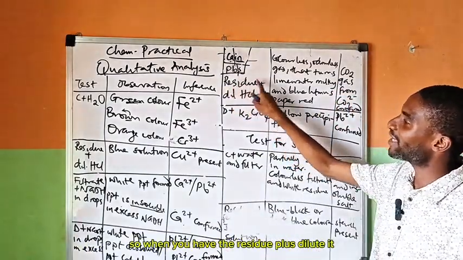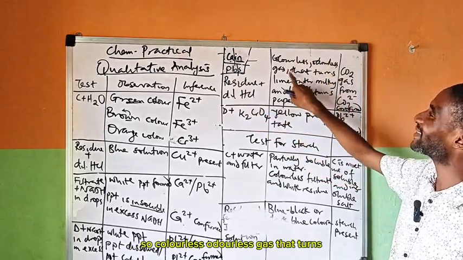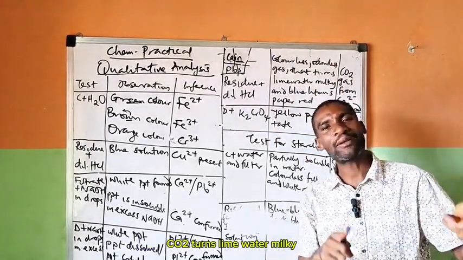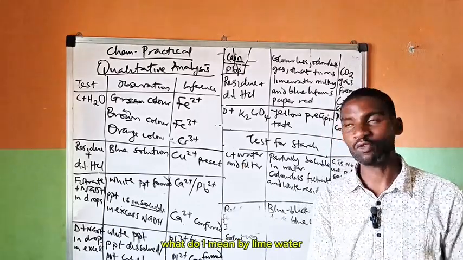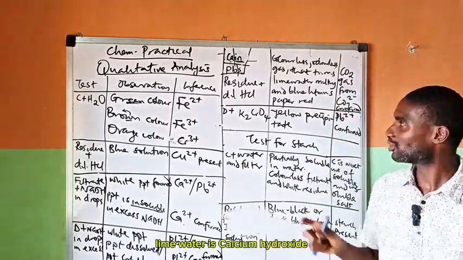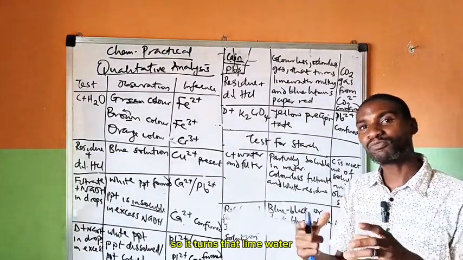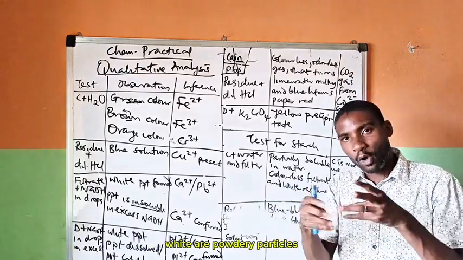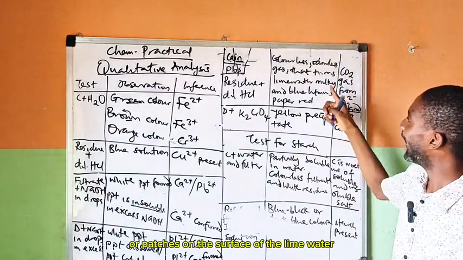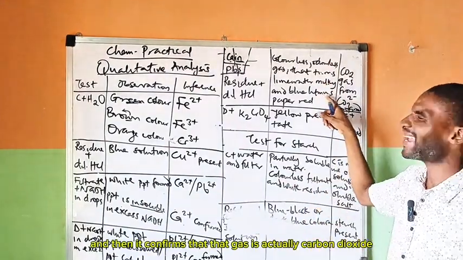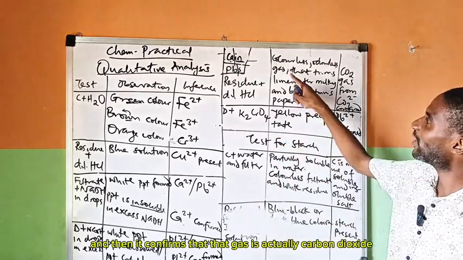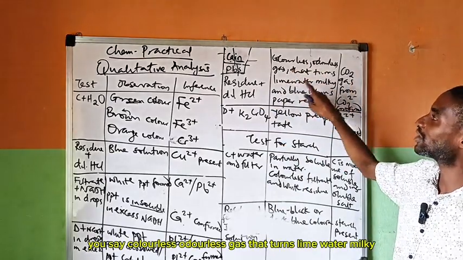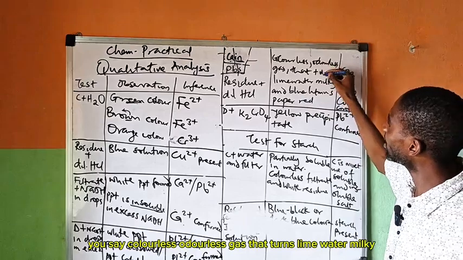So when you have the residue plus dilute HCl, colorless, odorless gas that turns lime water milky, this is a confirmatory test for CO2. What do I mean by lime water? Lime water is calcium hydroxide. It makes the lime water milky. Milky means you see white powdery particles or patches on the surface of the lime water, and it confirms that the gas is actually carbon dioxide. So to confirm the presence of CO2 gas, you say colorless, odorless gas that turns lime water milky.